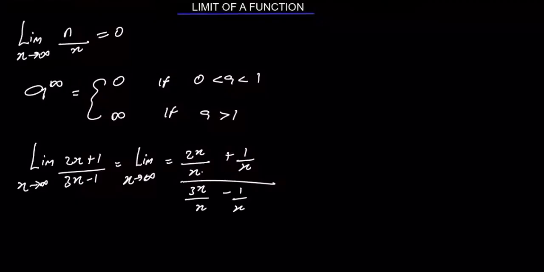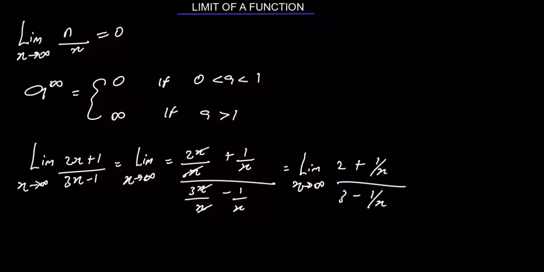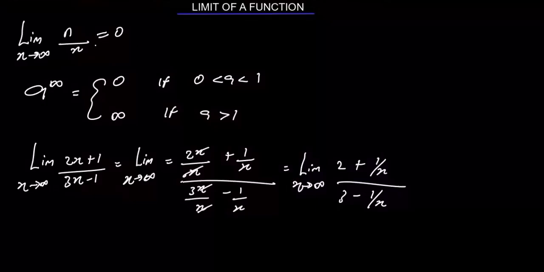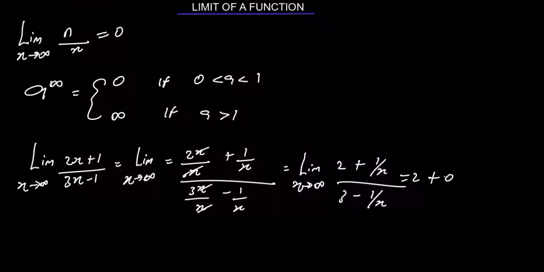Now observe something. This will take care of this and this will take care of this. So I'll be having the limit as x tends to infinity of 2 plus 1 over x, then 3 minus 1 over x. Observe this 1 represents the numerator you have at the top, and x that is here is approaching infinity. So this will approach 0, this will approach 0, and my answer is 2 over 3. I believe you are getting the concept. That's how we evaluate limits to infinity.